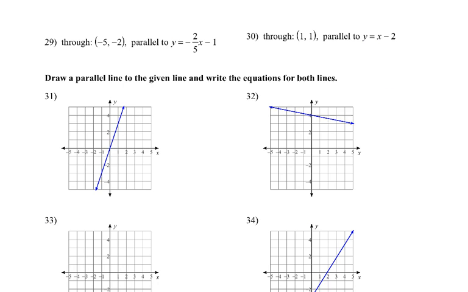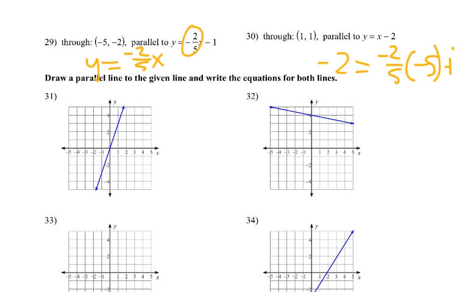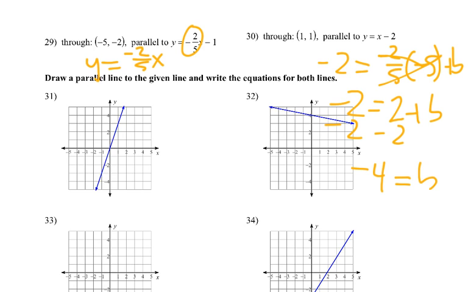Okay, 2 more. So slope of -2/5, so y equals -2/5 x. Then I would go y equals, change the y to -2 from my point. -2/5 times -5 plus b. 5's cancel, negatives cancel. 2 plus b equals -2, subtract 2. We get -4 equals b. So minus 4.